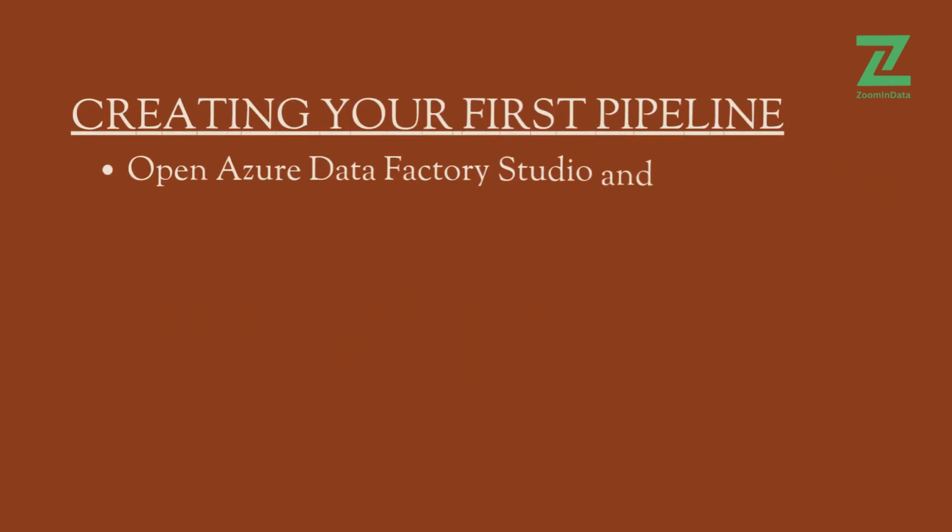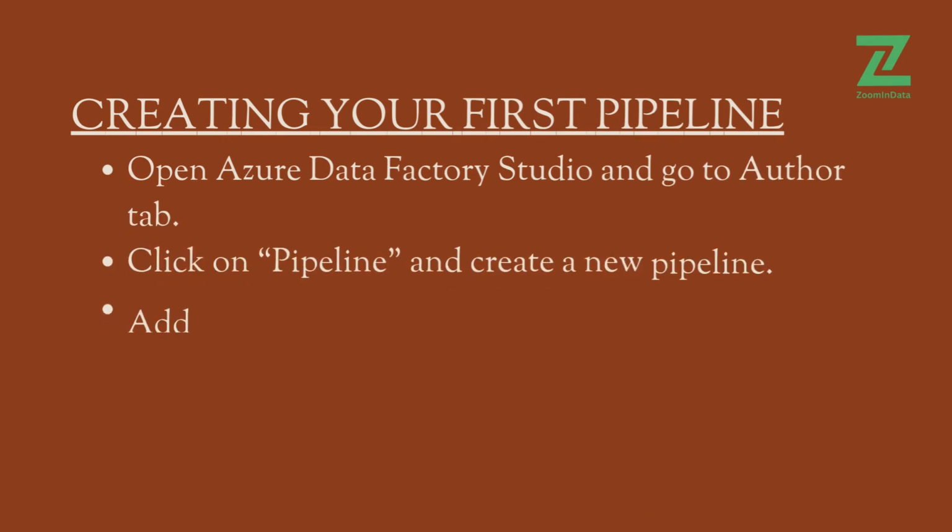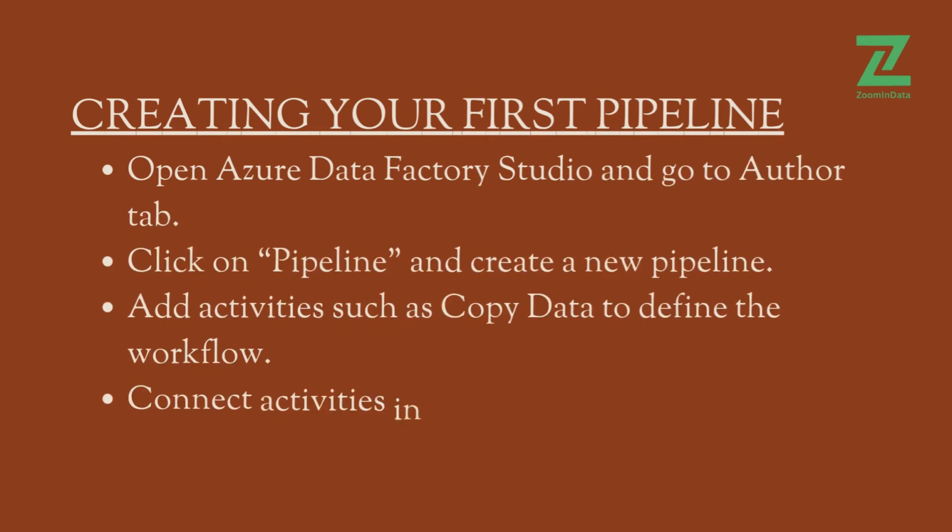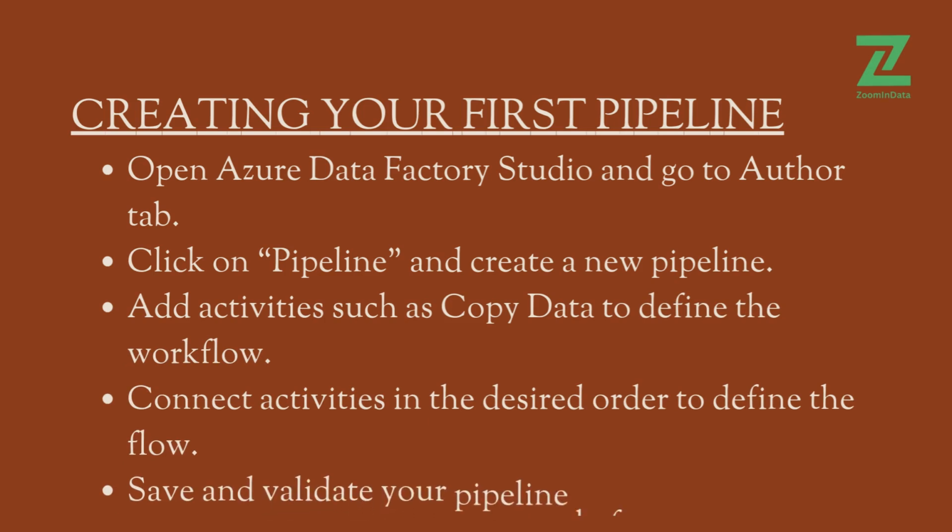To create your first pipeline, open Azure Data Factory Studio and navigate to the Author tab. Click on Pipeline and create a new pipeline. Add activities like copy data to define the workflow. Connect the activities in the order you want them to execute. Once complete, save and validate the pipeline to ensure there are no errors before publishing it.